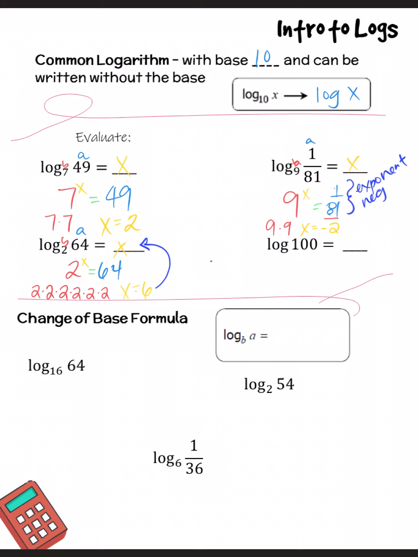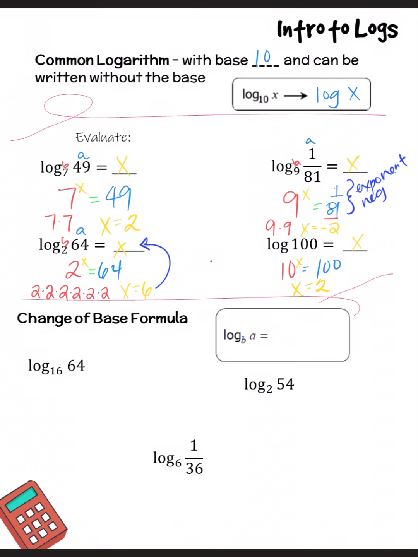All right, log base 10 of 100 equals x. Remember what we were talking about here. If there is no subscript number, it's understood to be 10. So our base is 10, and 10 to the x power equals 100. So 10 how many times equals 100? Well, that's 2. Remember, we're not multiplying 10 times 2, which would give us 20. We're multiplying 10 times 10.